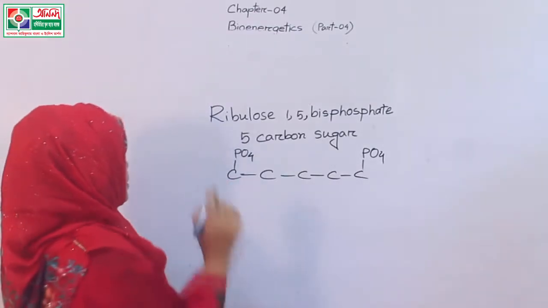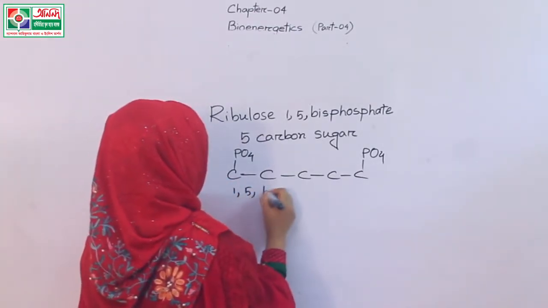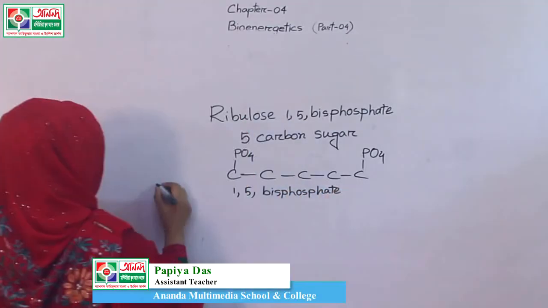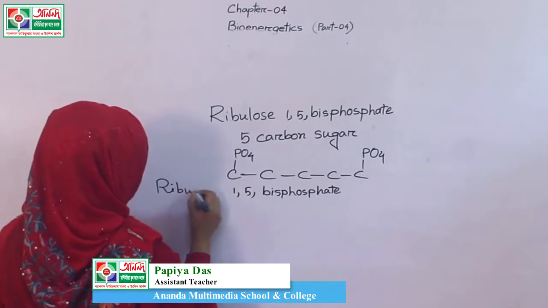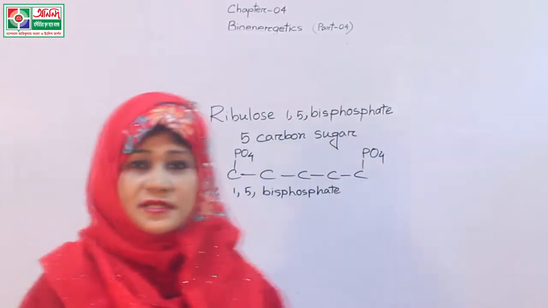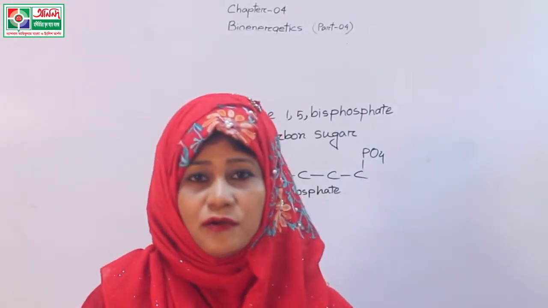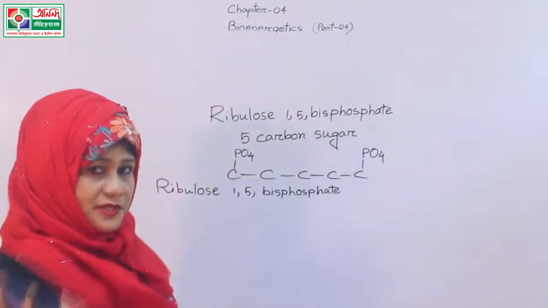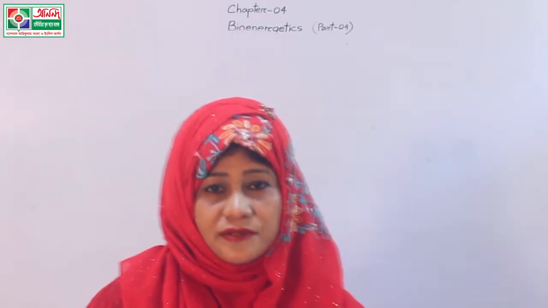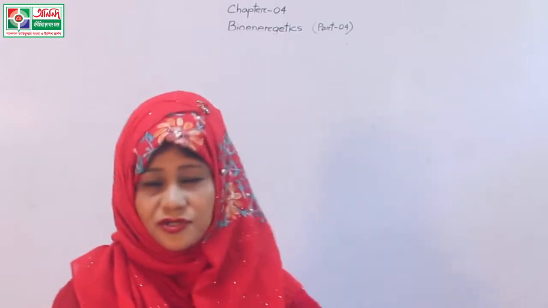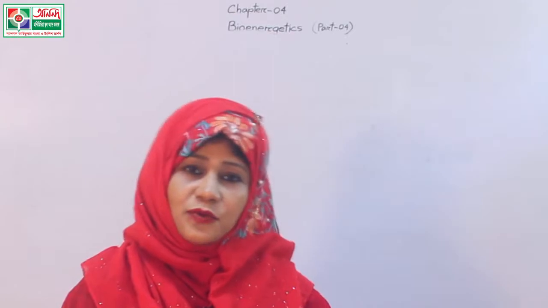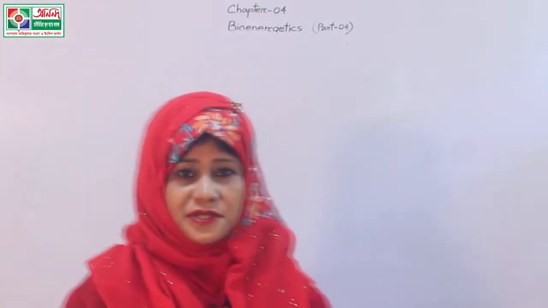So this is called 1,5-bisphosphate, ribulose 1,5-bisphosphate, right? Students, now we will know how to draw the diagrammatical representation. For that just follow me. I will use some new terms, and these terms are new for you, and if you memorize these terms you can write the whole representation.